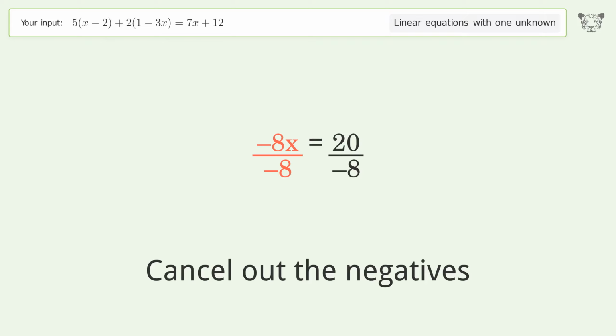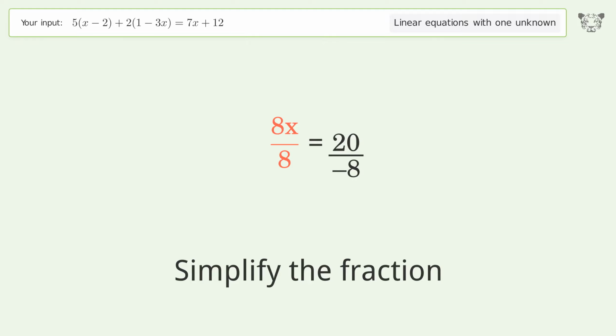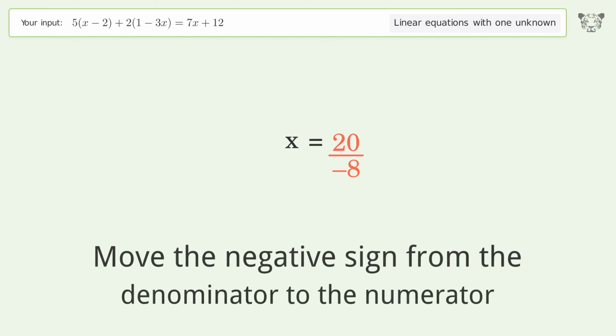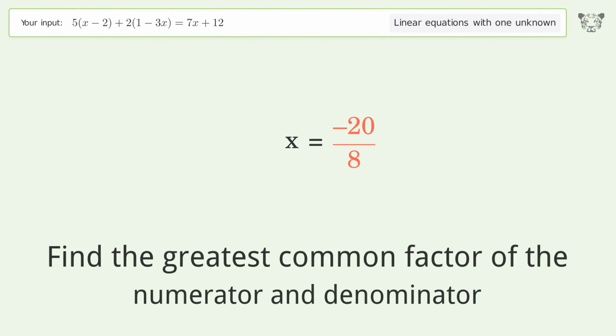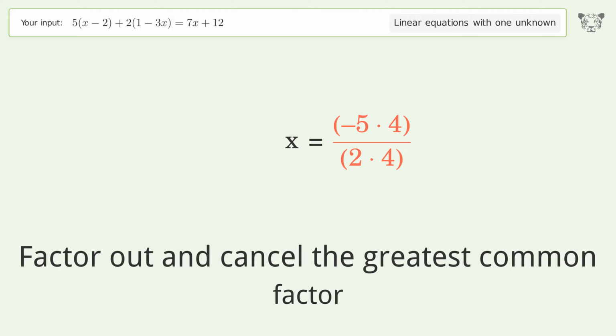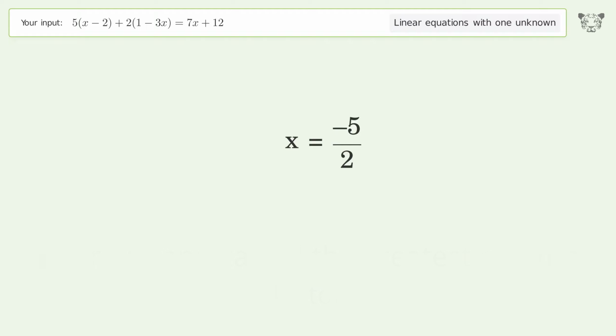Cancel out the negatives. Simplify the fraction. Move the negative sign from the denominator to the numerator. Find the greatest common factor of the numerator and denominator. Factor out and cancel the greatest common factor. And so the final result is x equals -5/2.